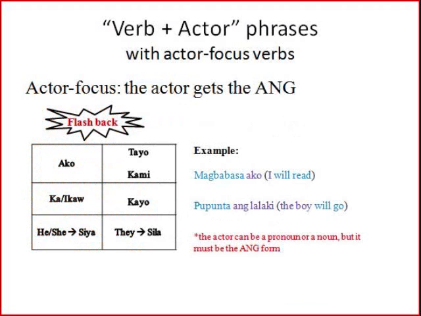Okay, now that we're getting a little bit comfortable with mug and um verbs, we can start making actor-focused verb phrases. Remember that the actor in a sentence is the one who does the action. Actor focus means that the actor is always an ang. You can either use an ang pronoun or you can put ang in front of a noun, and either of those can be the actor. Here are some examples. Magbabasa ako means I will read. The actor in this phrase is ako, which is an ang pronoun. Pupunta ang lalaki means the boy will go. The actor in this phrase is ang lalaki because it is a noun with ang in front.